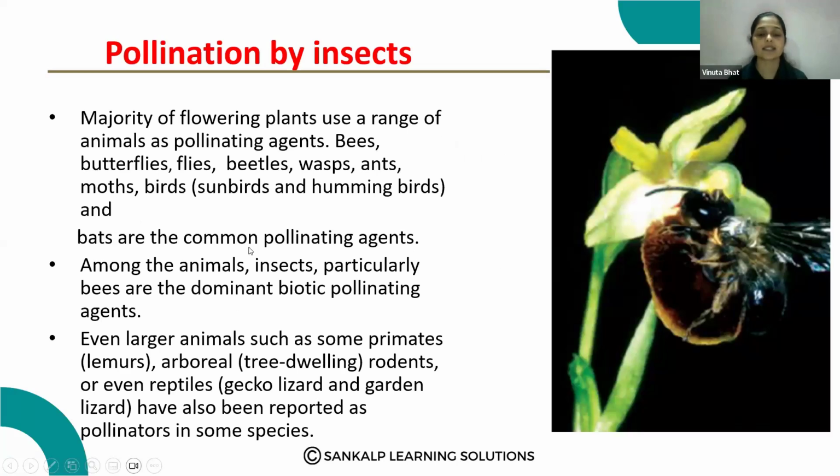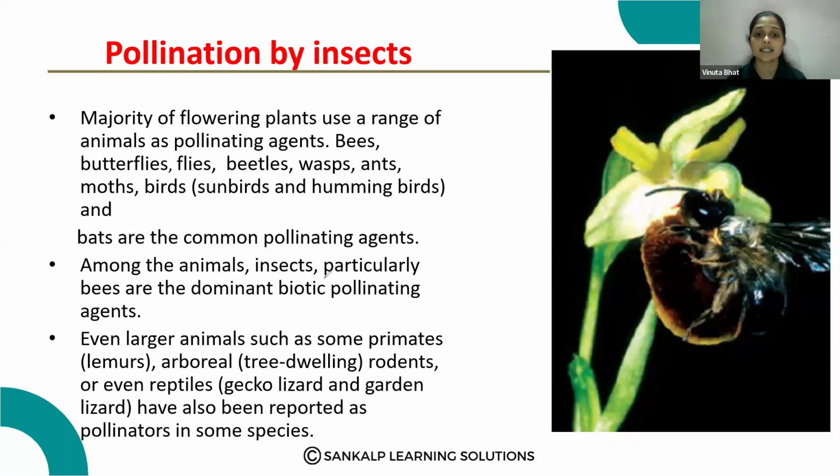Pollination by insects. The majority of flowering plants are pollinated by insects. So here, the majority of the animals acting as pollinating agents are bees, butterflies and flies, beetles, wasps, ants, moths, and birds. Among birds, especially sunbirds and hummingbirds, the small birds, and bats are the common pollinating agents. So these animals are the common pollinating agents.